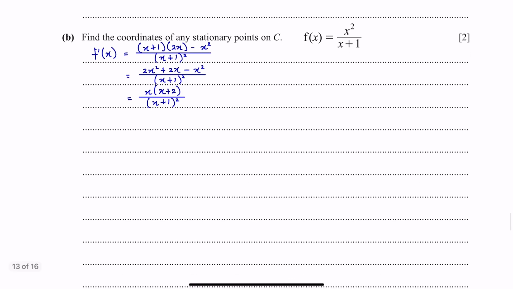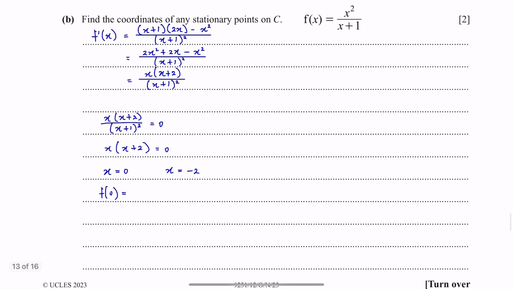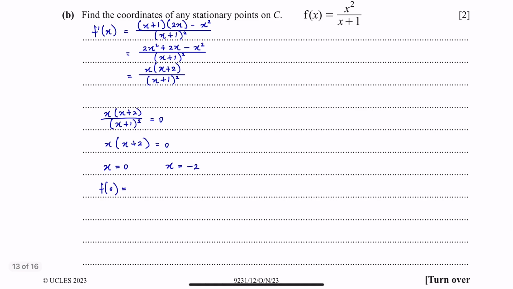And to find the coordinates, we need to equate it to 0. So x times (x plus 2) over (x plus 1) squared equals 0. And we get x times (x plus 2) equals 0. x is 0 and x is negative 2. And now we sub it back into the expression to find y.